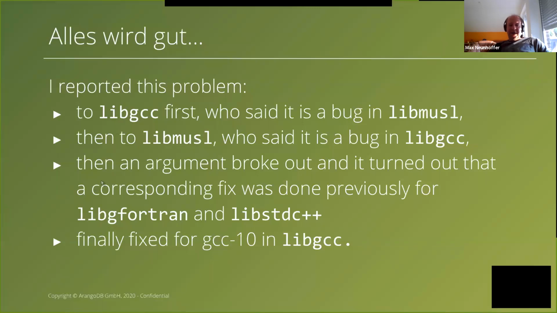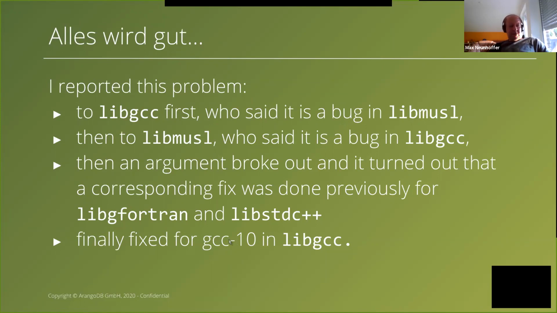And then an argument broke out between the two groups, but fortunately it was resolved relatively quickly, because the main maintainer of libmusl pointed out that the same problem had occurred a few years back in libgfortran and libstdc++. And therefore it was fixed, and finally it is fixed in GCC 10. So the bug is fixed. It's decided that it was a bug in libgcc. I don't exactly know how it was fixed, probably along the lines of how it was fixed for these other libraries as well. But it is fixed once we switch over to GCC 10.